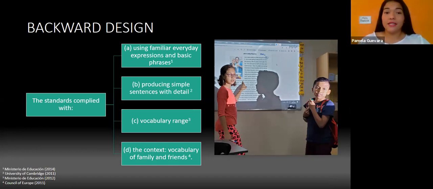So for this reason, I considered in my study the national curriculum standards. The first one that I considered was using familiar everyday expressions and basic phrases. Another one that is included in this document from local authorities is producing simple sentences with detail. The vocabulary range of my students and the context: the range of the vocabulary should be able to be communicated in the context of family and friends.